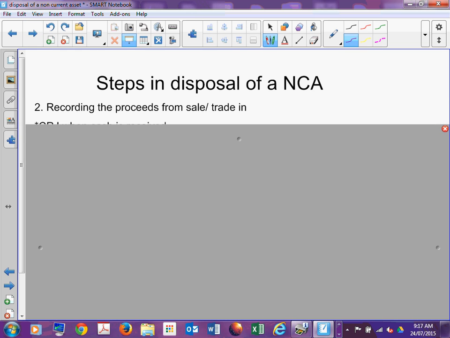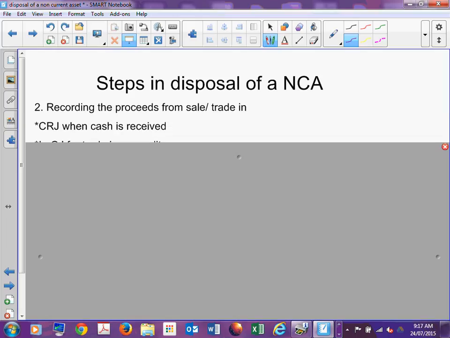So the next step is to record the proceeds from sale. So that's when you sell it for cash or when you trade it in. Now your textbook teaches them separately, but I'm just teaching it as one hit because I want the steps to be the same. So it doesn't matter in the exam whether it's a sale for cash or it's a trade-in, you always follow the same steps. Number 1, get rid of the old asset. Number 2, deal with how you got the proceeds from that asset. Always do the same steps and it makes life easier.